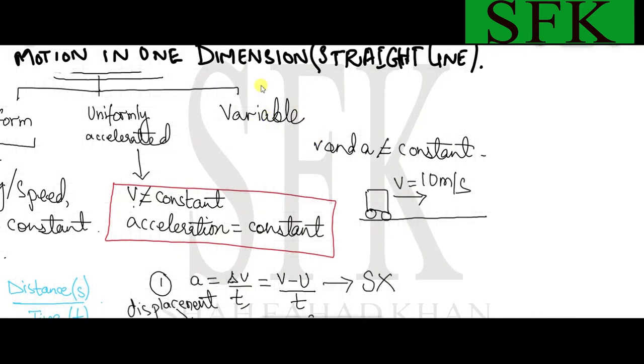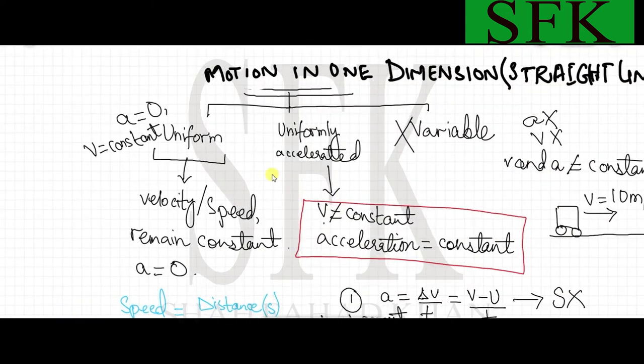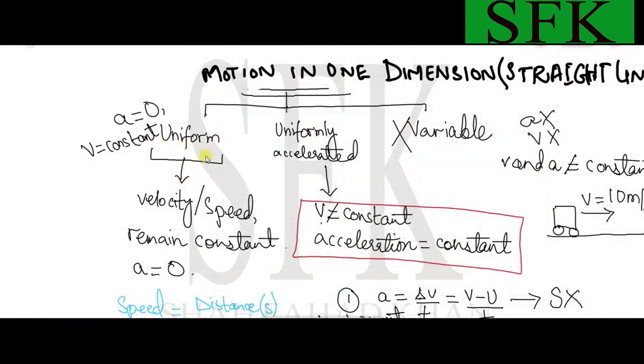The third motion is variable motion. In this motion, neither the acceleration is constant nor the velocity is constant. Both of them are variable, and this motion is not in our syllabus. So the only two motions in our syllabus are the uniform motion and uniformly accelerated motion.